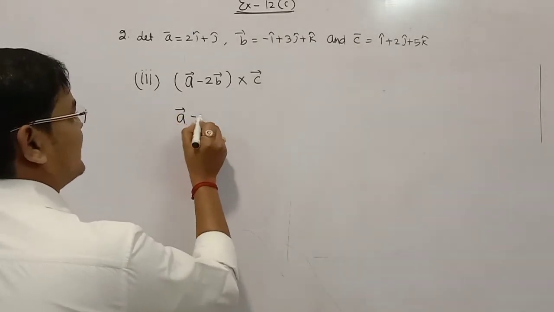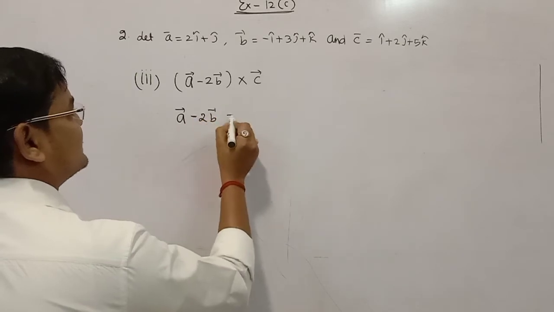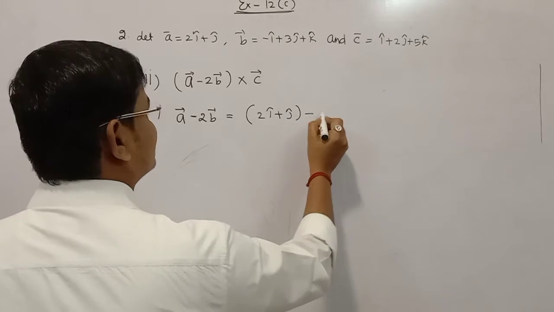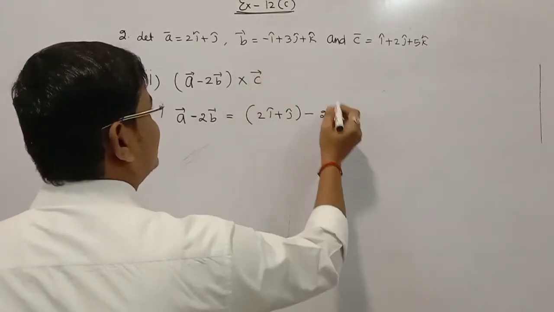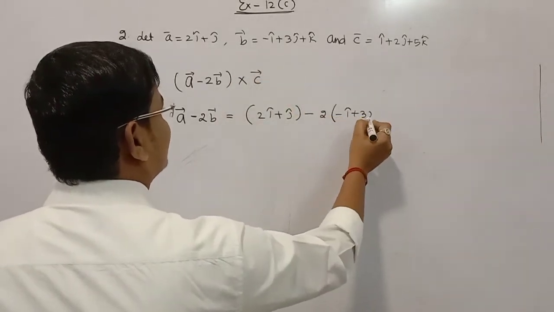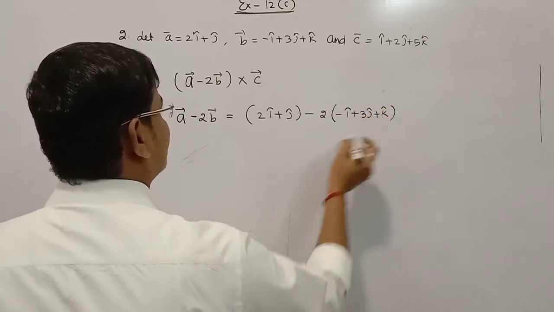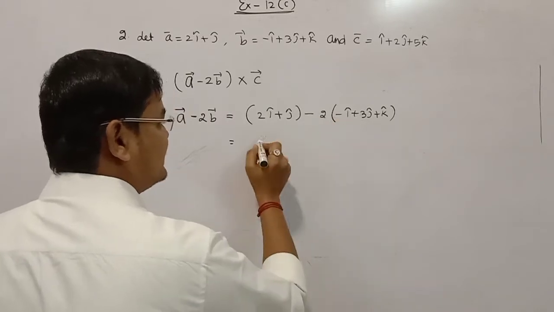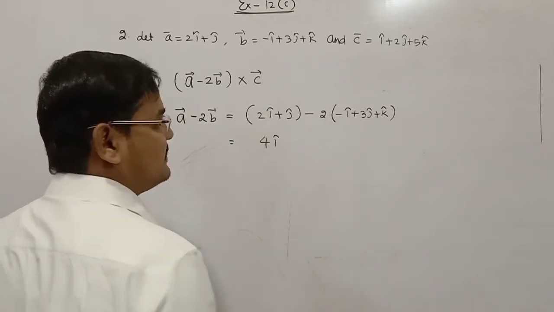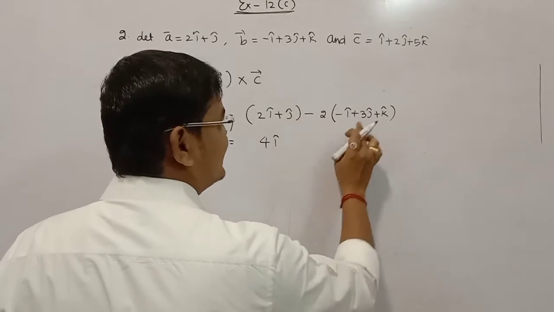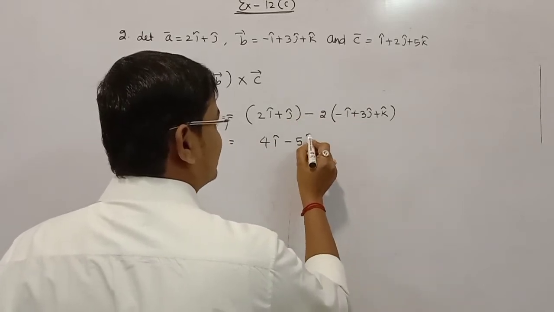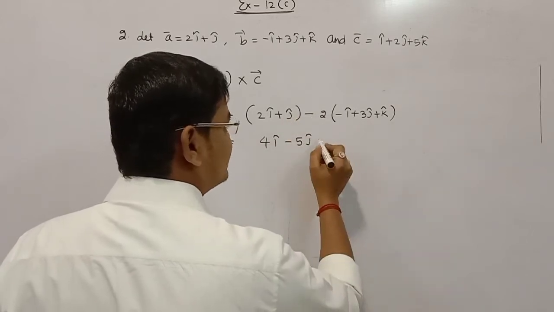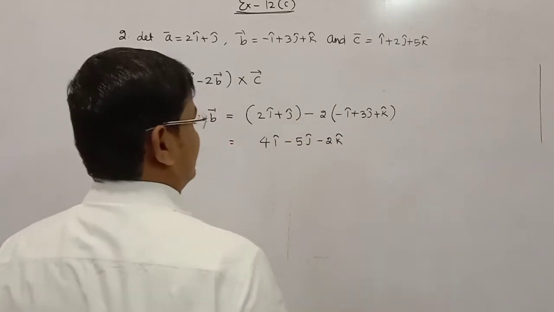So a bar minus 2b bar is equal to 2i plus j minus 2 into b bar, that means minus i plus 3j plus k, which is equal to 2i minus of minus 2i, that means 4i bar, j bar minus 6j bar means minus 5j bar, and the k bar term is minus 2k bar.